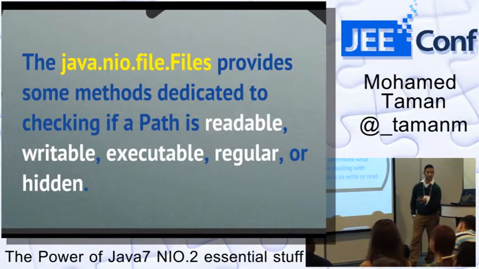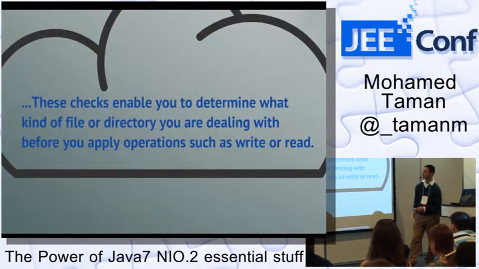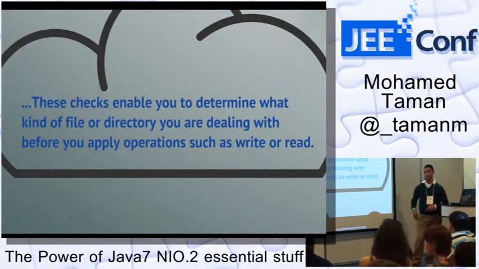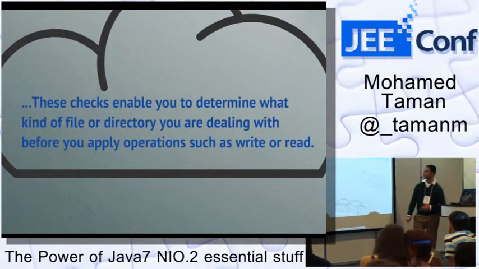Just pass to them the path you have, and you can get the answer, and you do your operation before deleting, before copying, before traversing, before returning. This check enables you to know for sure what kind of file or directory you are dealing with before applying any operation such as writing and reading.